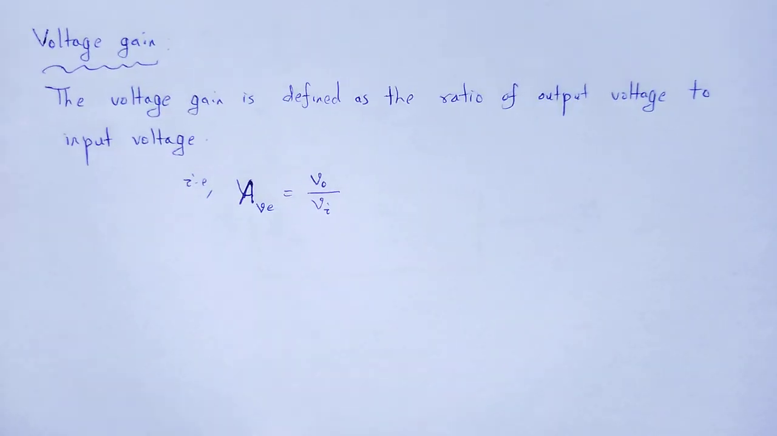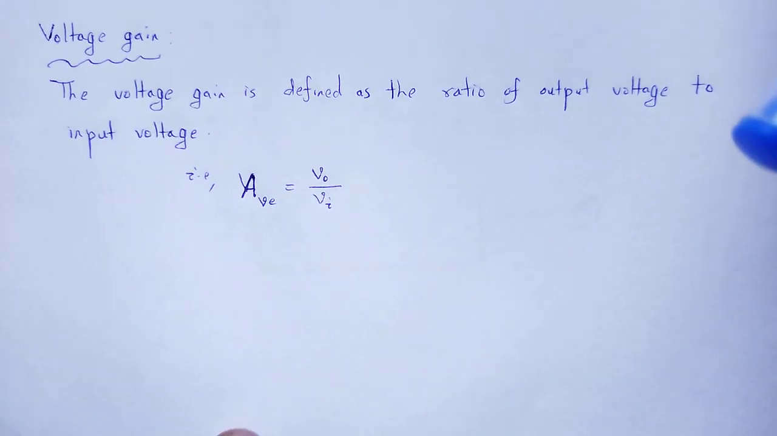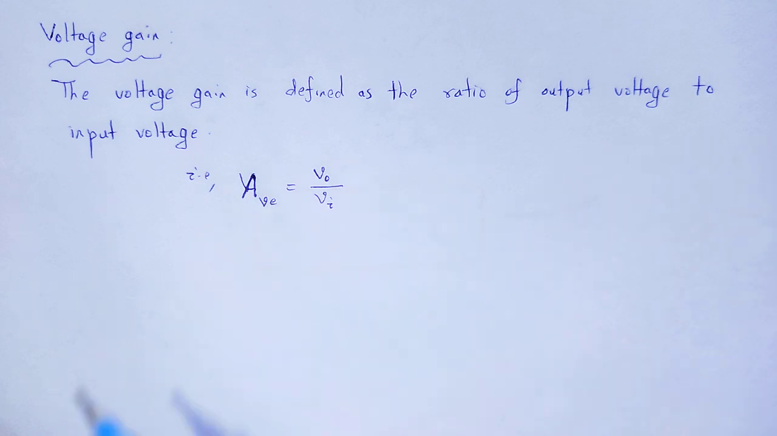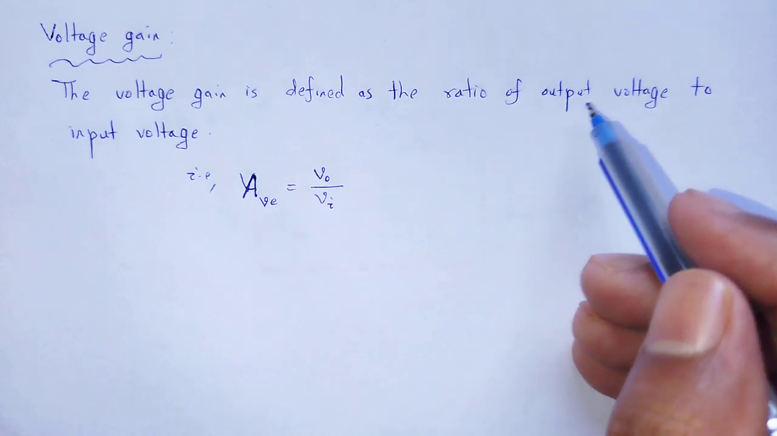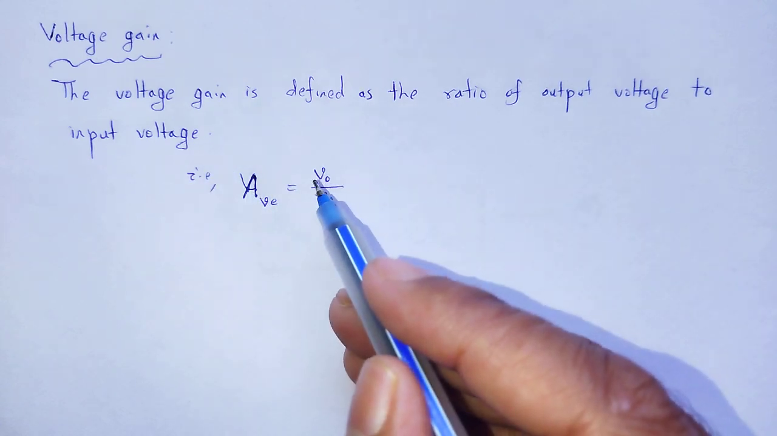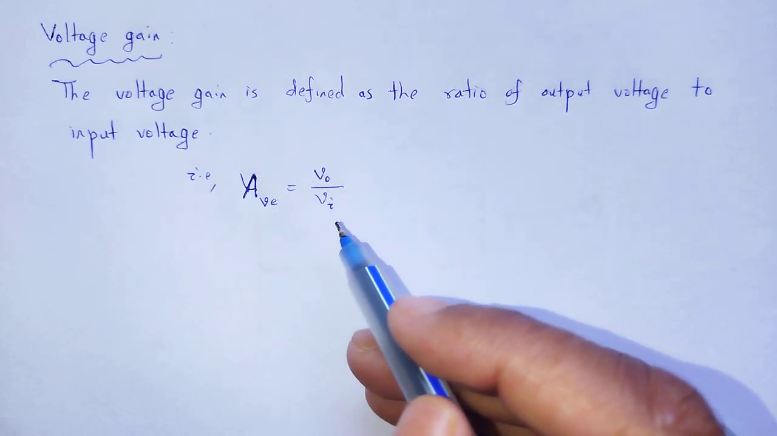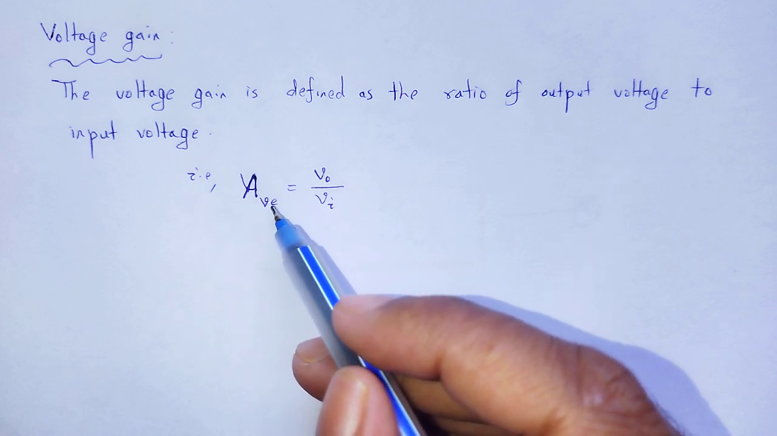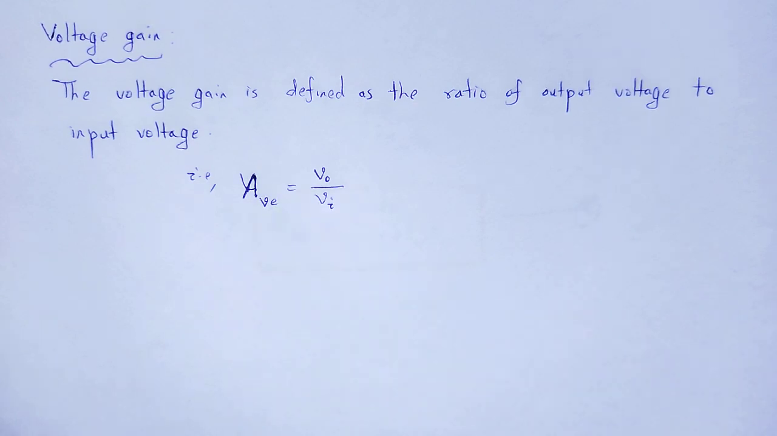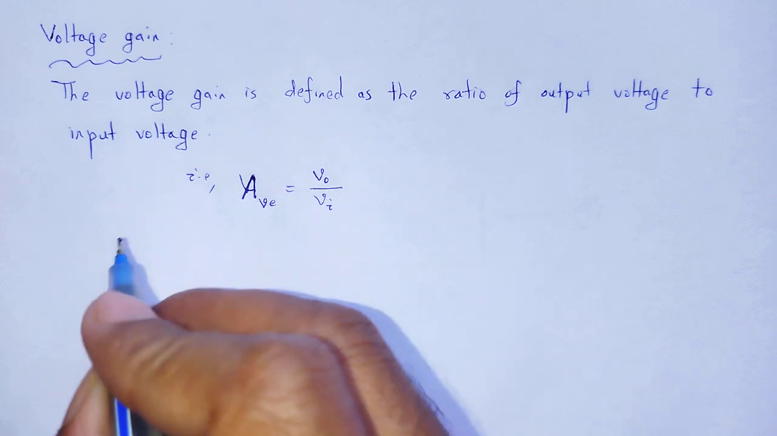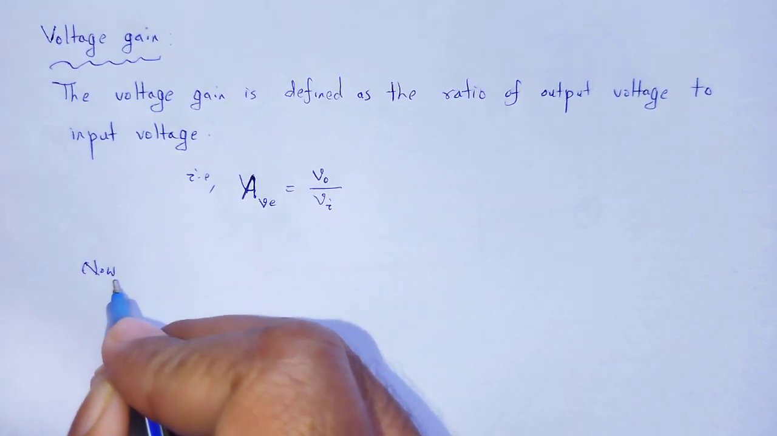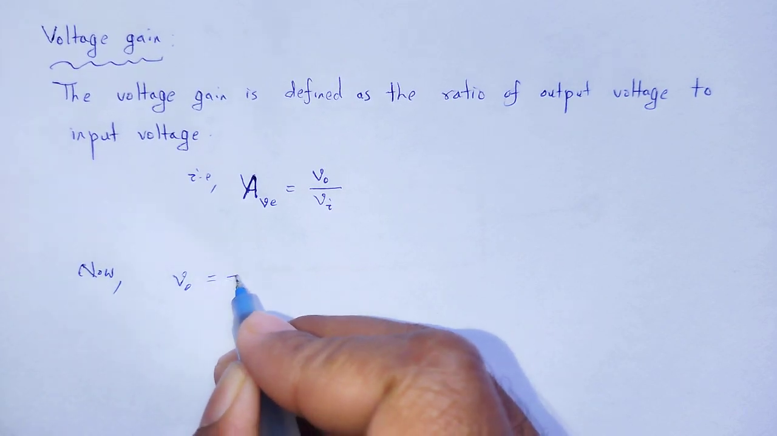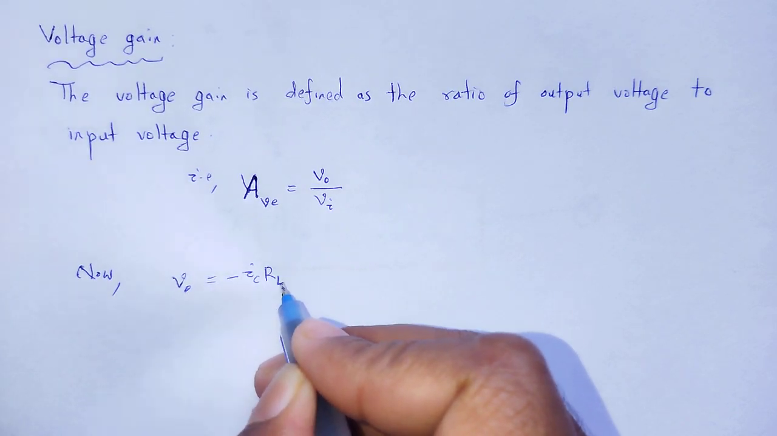Voltage gain is defined as the ratio of output voltage to input voltage. The output voltage VO to that of input voltage VI is the voltage gain AVE for common emitter configuration. Now, output voltage is equal to minus IC RL.